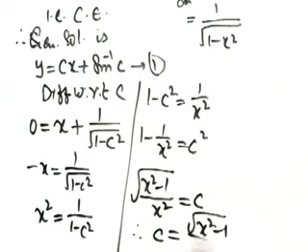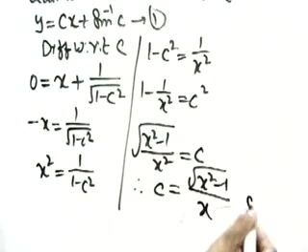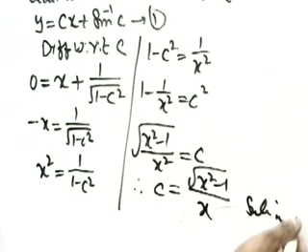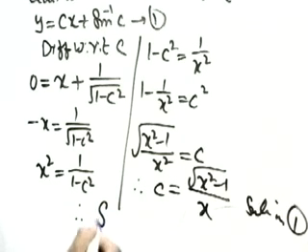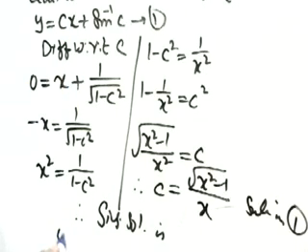Therefore, we can write c equals under root of (x square minus 1) by x, this root square will get cancelled. We are left with only x. So let's substitute this in 1. Therefore, the singular solution is, now put the c value in this, we'll get the answer.